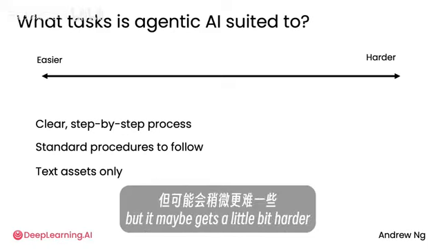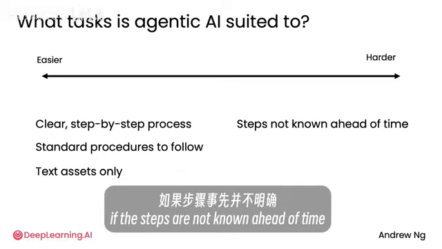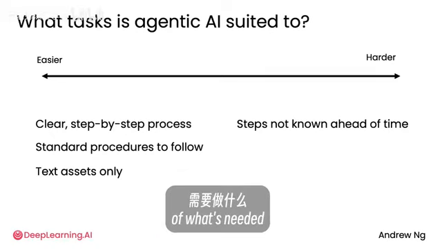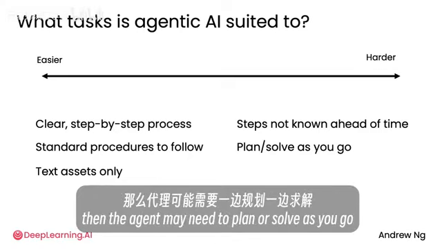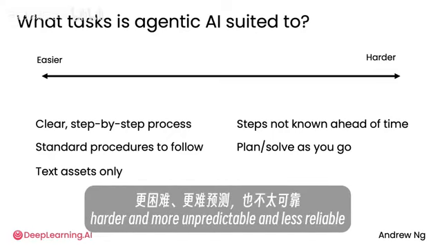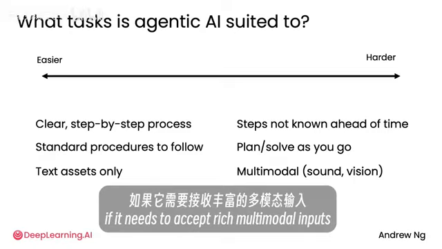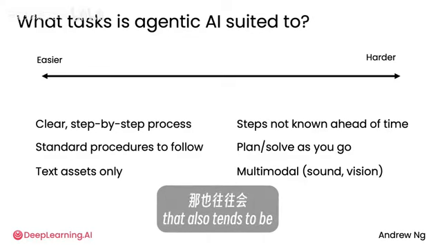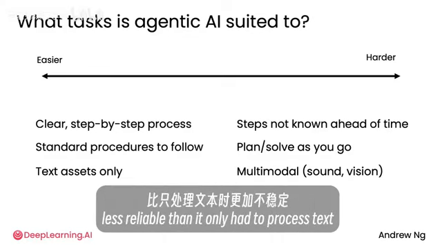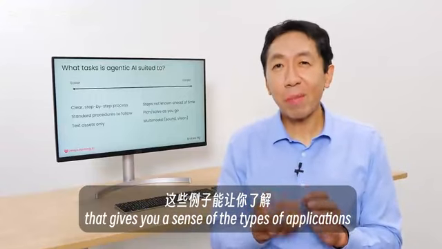And on the harder end of the spectrum, if the steps are not known ahead of time of what's needed to carry out the task, like you saw for the more advanced customer service agent, then the agent may need to plan or solve as you go, and this tends to be harder and more unpredictable and less reliable. And then as mentioned, if it needs to accept rich multimodal inputs, such as sound, vision, audio, that also tends to be less reliable than if it only had to process text. So I hope that gives you a sense of the types of applications you might build with agentic workflows.